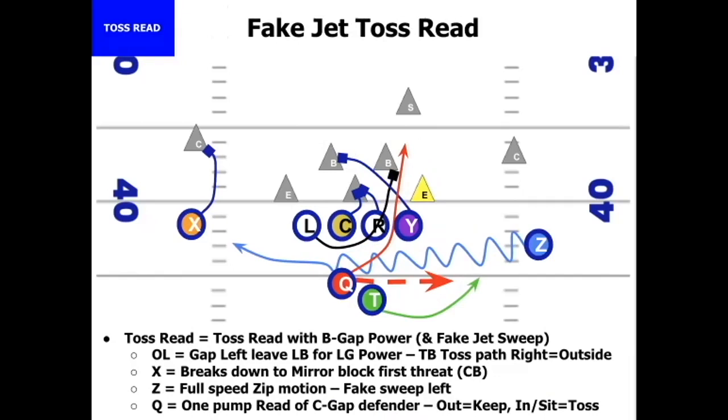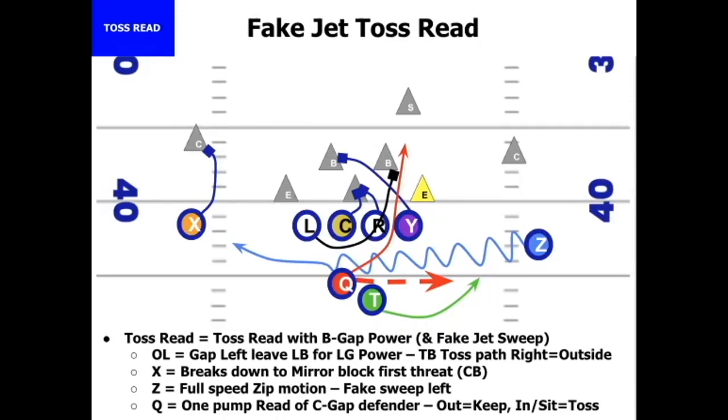And let me review these notes below one more time. So we've got toss read with B-gap power action. We're faking the jet sweep towards Z. The O-line is going to gap scheme down block to the left, leaving that play side linebacker for the left guard running the B-gap power right through that B-gap, leading on to the play side linebacker. Tailback is running wide toss path to the right. X receiver is going to break down, block that first threat. Z is our zip motion guy. He's going to fake the jet sweep.